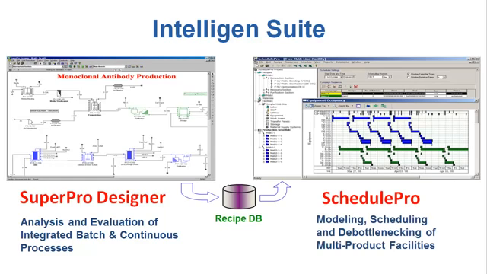IntelliGen also markets a companion tool called SchedulePro, which handles modeling, debottlenecking, and ongoing production planning and scheduling of multi-product facilities that operate in batch or semi-continuous mode. This video will focus on the features and capabilities of SuperPro Designer. If you are interested in production planning and scheduling, please make sure to also watch the SchedulePro videos.